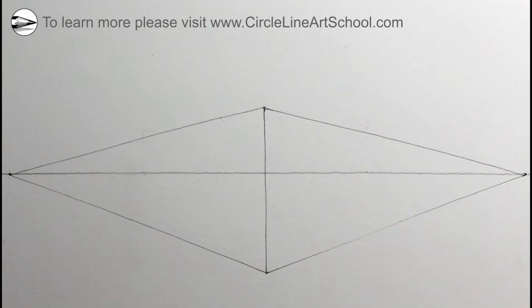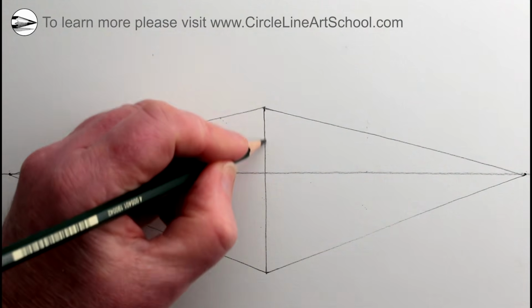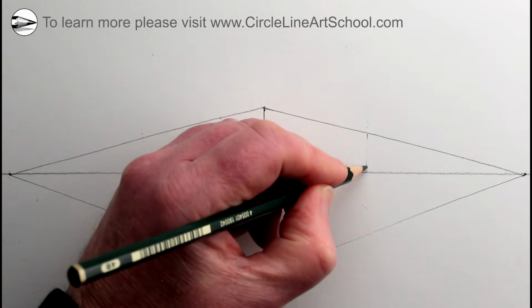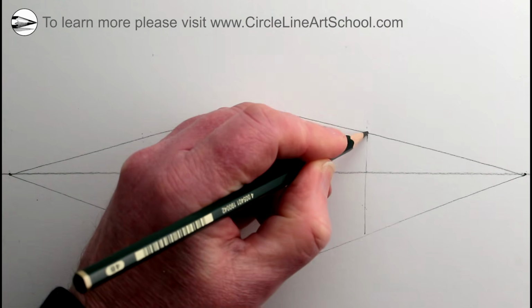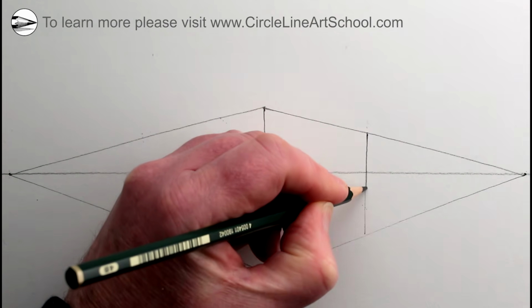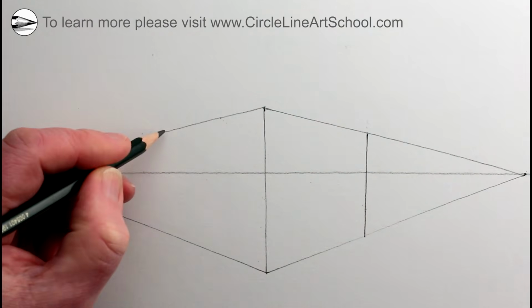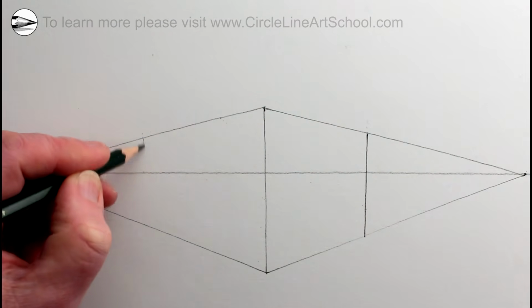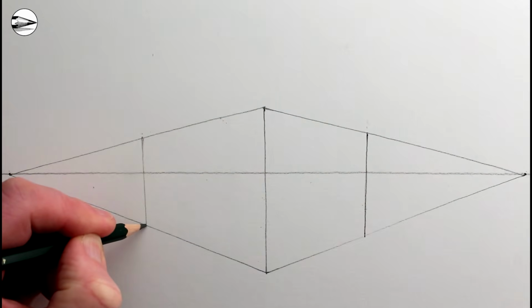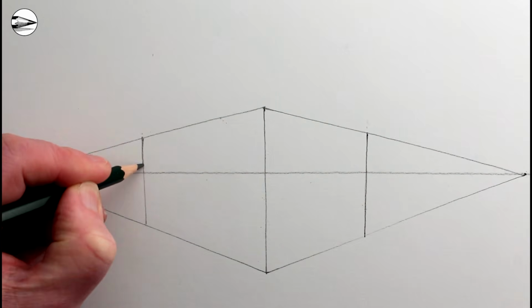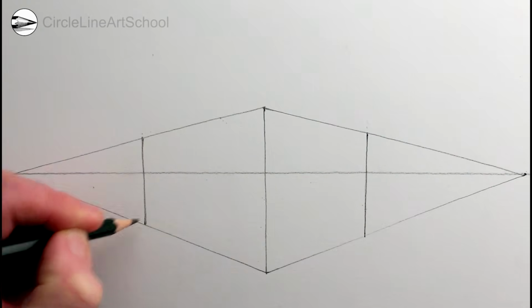Next, we need to draw a vertical line on the right and another on the left to show how wide the house is and that it's not infinite. It doesn't go all the way to the horizon line. The house is near to us and the horizon line is distant. So we need to show the width of the house in our drawing by drawing two more vertical lines.